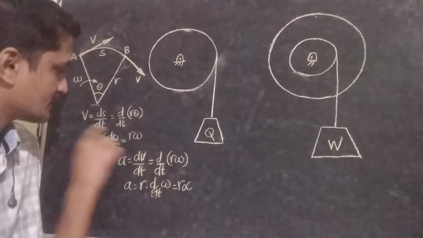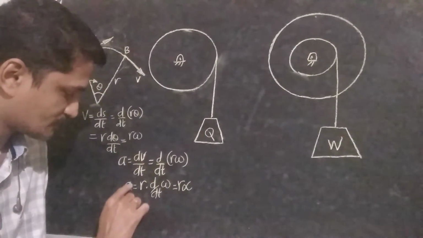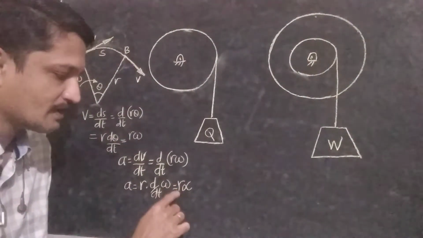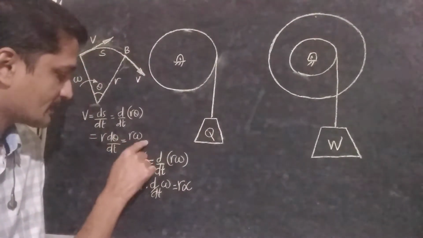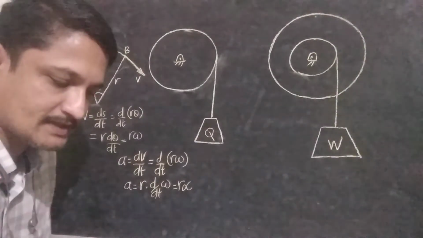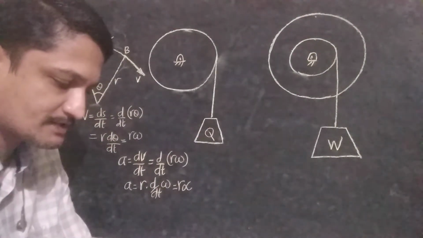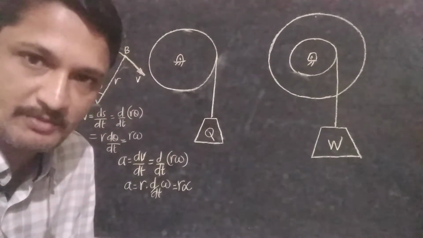Then linear velocity is equal to r into omega, and linear acceleration is equal to r into alpha. Here v is equal to r into omega, and a is equal to r into alpha. Okay, then the first problem in rotation under a constant moment.